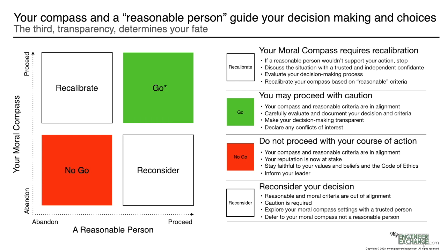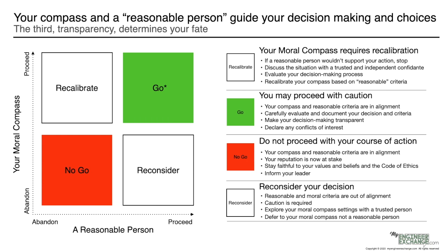So they're the easy ones. That's where we get total alignment between your internal moral compass and the external reasonable person criteria. The tricky areas are what I call the recalibrate and reconsider quadrant. So if we go to the top left, you'll see recalibrate. This is where your internal compass says, yes, I can proceed when presented with an ethical dilemma. And the reasonable person is saying, hang on, this is a course of action you should abandon.